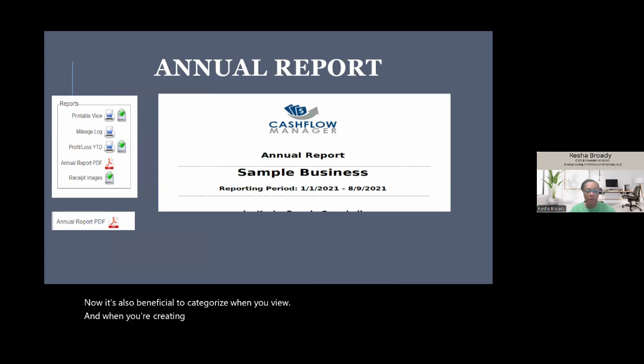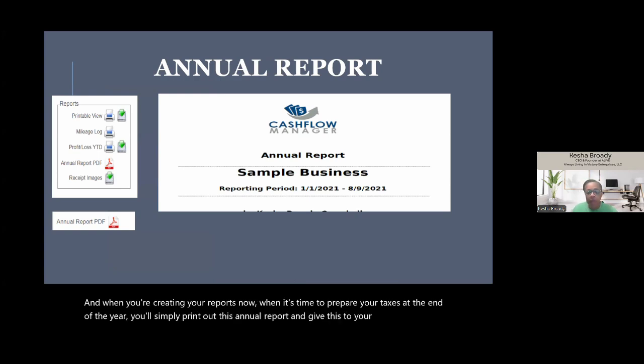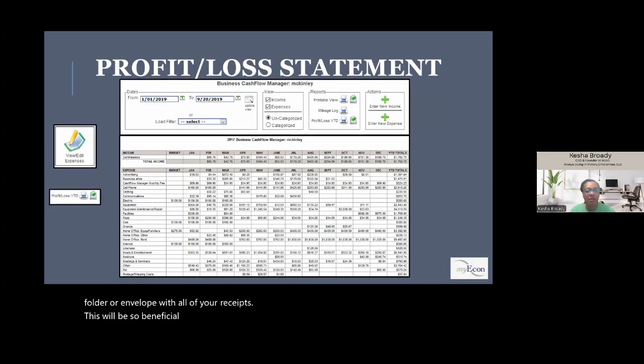Now, when it's time to prepare your taxes at the end of the year, you'll simply print out this annual report and give this to your tax preparer. They will thank you for not giving them a big box of receipts for them to sort through, or a big folder or envelope with all of your receipts. This will be so beneficial and save time. And if they're billing you by the hour, certainly save you money.